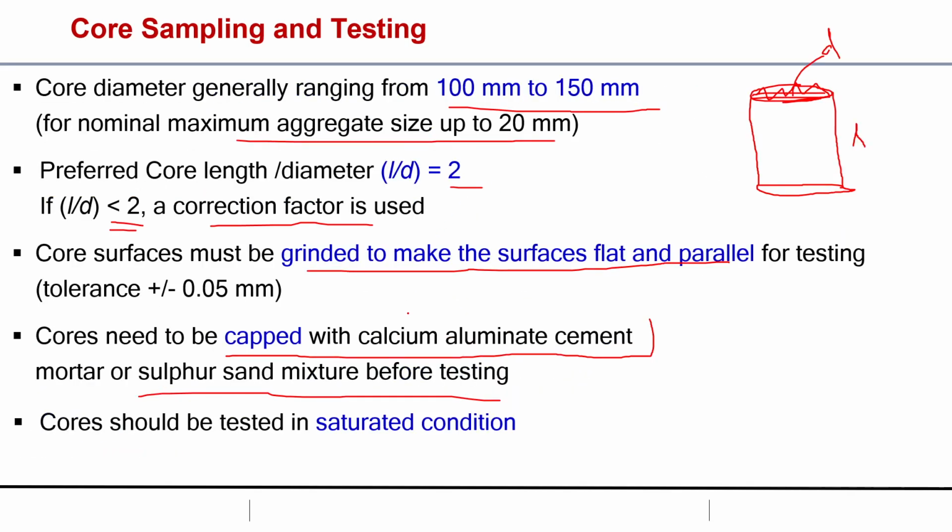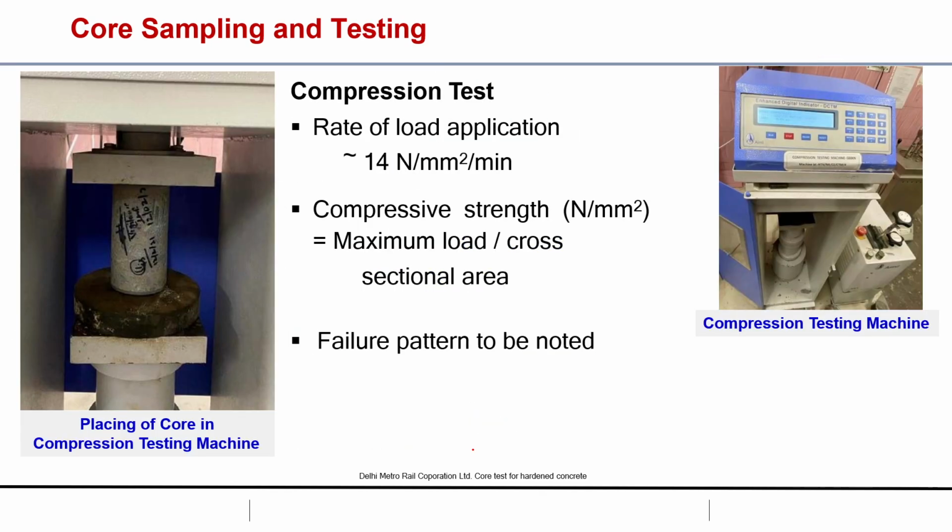Remember, the core should be capped with calcium aluminate cement or a sulfur sand mixture before testing, and it should be tested in saturated condition. Here you can see one core. This is your cylindrical core, and it is being tested in a compression testing machine to check the compressive strength. The guideline for rate of loading is 14 Newton per mm square per minute. That is the rate of loading, which means the load applied is gradual, not a sudden load.